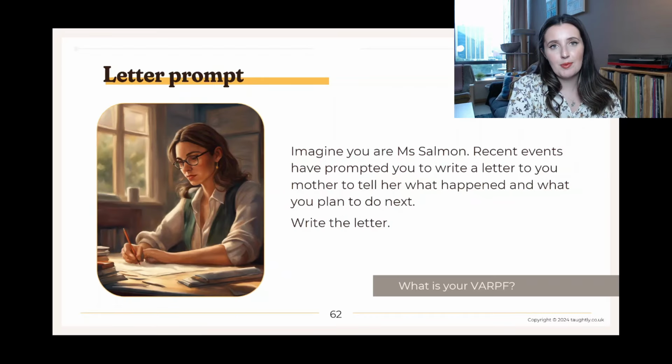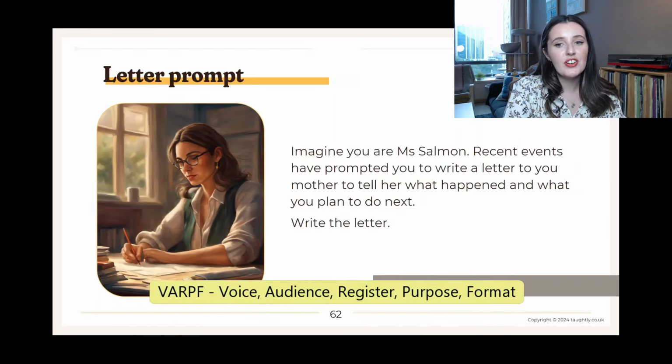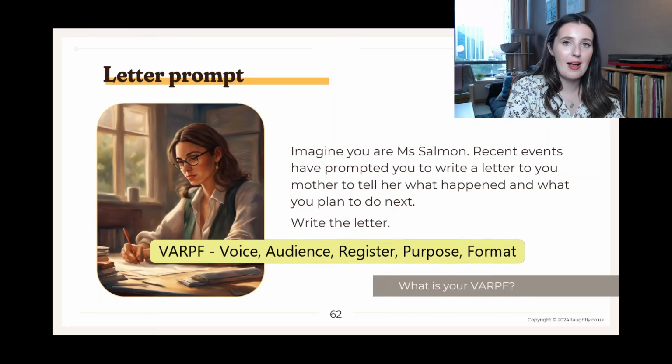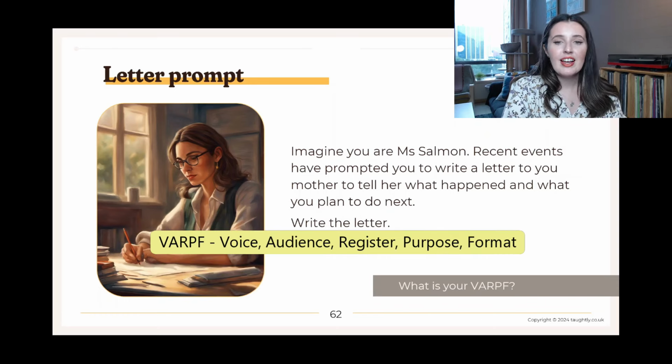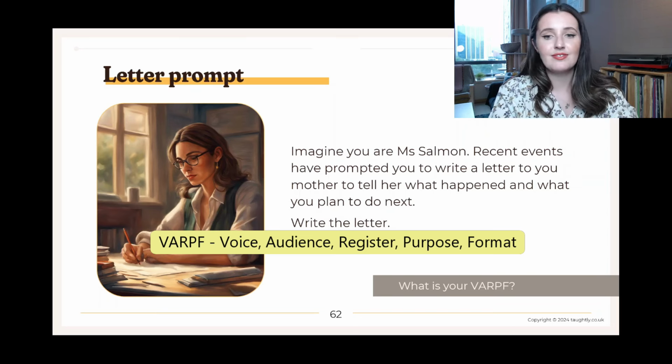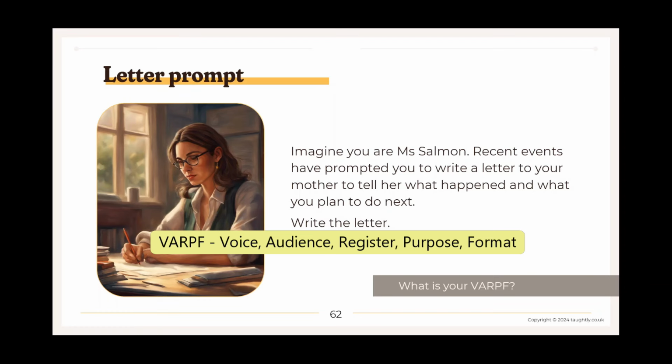Here is our letter writing prompt. Have a think about the verb, the voice, audience, register, purpose and format of this question. Imagine you are Miss Salmon. Recent events have prompted you to write a letter to your mother to tell her what happened and what you plan to do next. Write the letter. So what is the verb? Have a think.